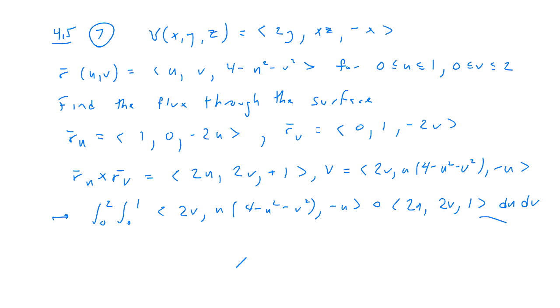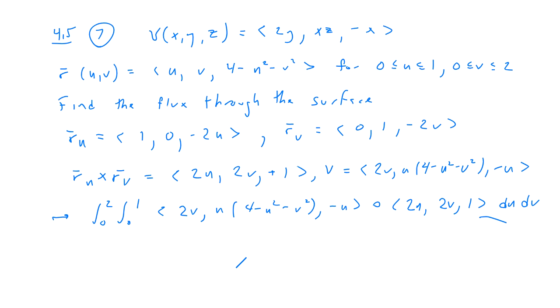So here's the basic process from 4.5: given a vector field and a surface that's parameterized by r, we get the normal by taking the two partial derivatives and looking at the cross product to get something that's perpendicular to the surface, put the parameterization into v, and take the dot product of the two.